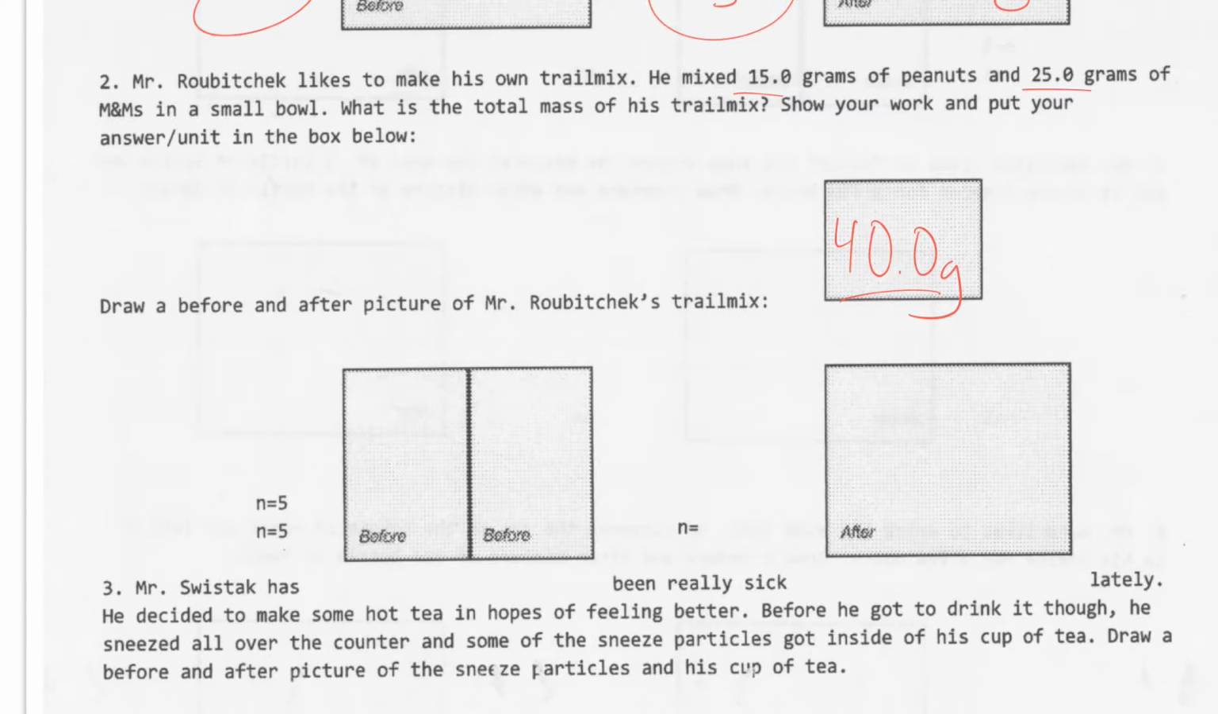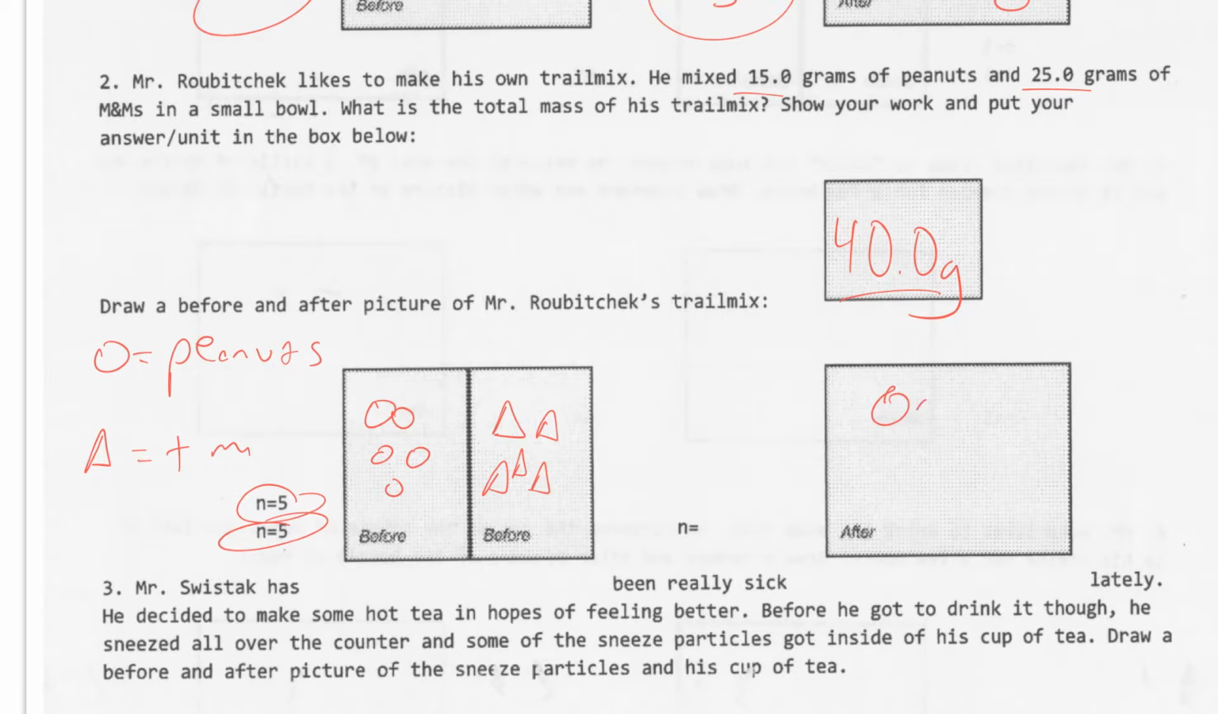So before, let's let circles be peanuts and triangles be trail mix. Initially, we've got 5 of each. So we got peanuts, kind of close together, but not on top of each other, and some trail mix. And afterwards, the peanuts and the trail mix are kind of mixed up as we go. That's not a very big mix-up, but the N equals 10.